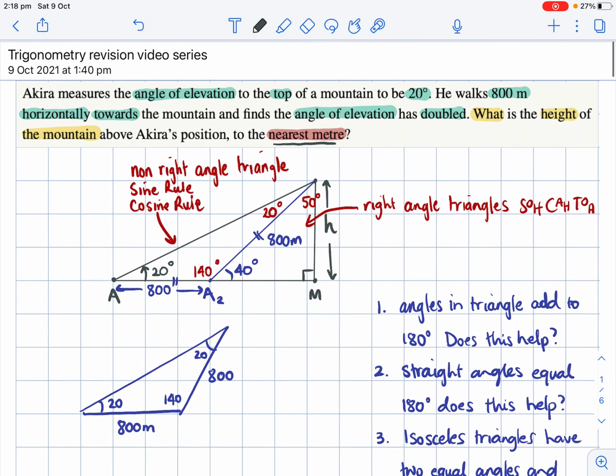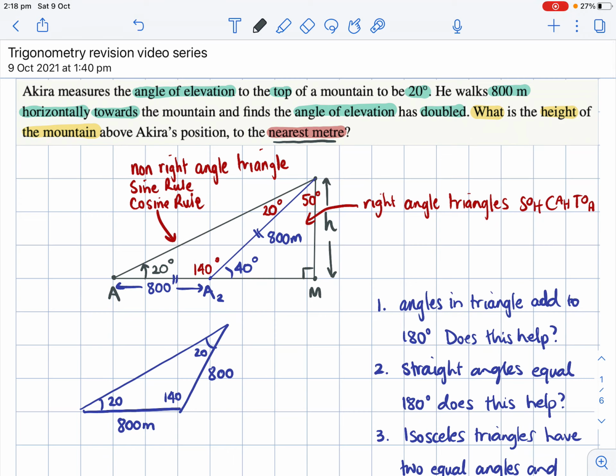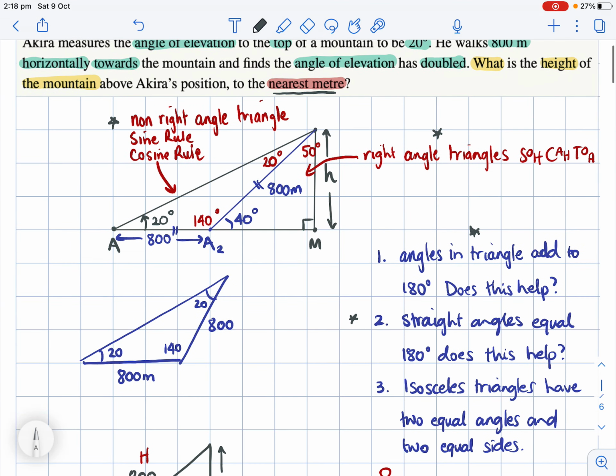So how did I go through that? Highlighted the key information. I reread that key information while I was drawing a diagram. I then analysed my diagram and thought, what can I use? And the first thing I thought was non-right angle triangles. I thought about right angle triangles. They weren't helping me, so I then analysed the angles and the straight angles, and then I spotted that isosceles triangle. And that moment that I spotted the isosceles triangle was the moment when I went, aha, now I know how I'm going to do this question. And I'll work up from there.